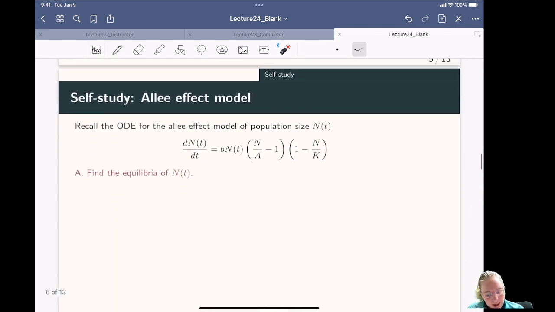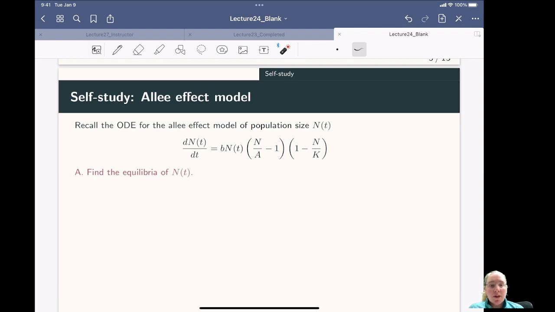All right, with that, I'm going to leave you with a practice problem about the Lie effect model.